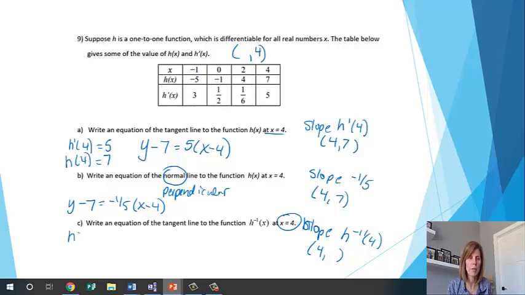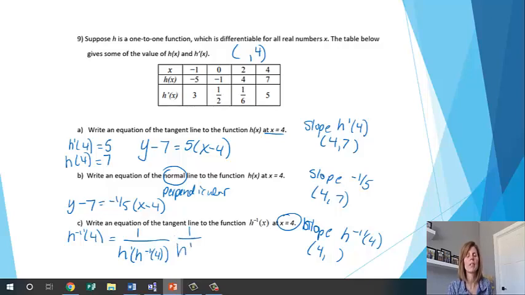So to find the derivative of the inverse at 4, it is going to equal 1 over h prime of h inverse of 4. Yes, my husband is still working on our house outside, and I get to do videos instead of being out there.